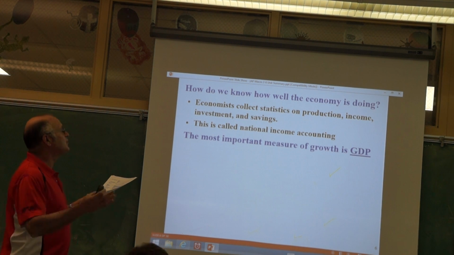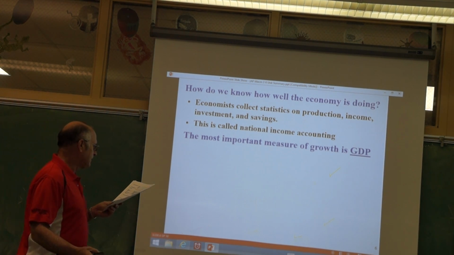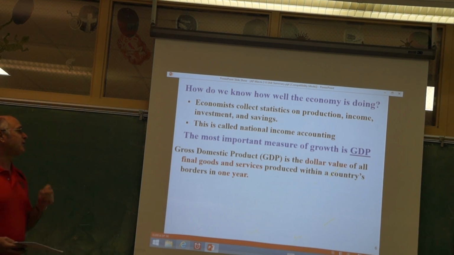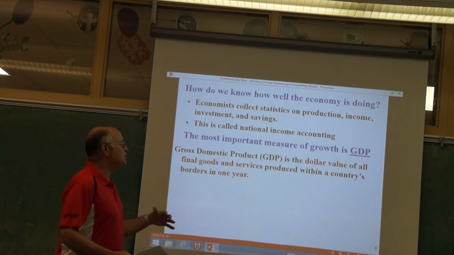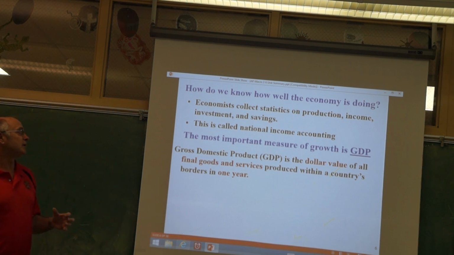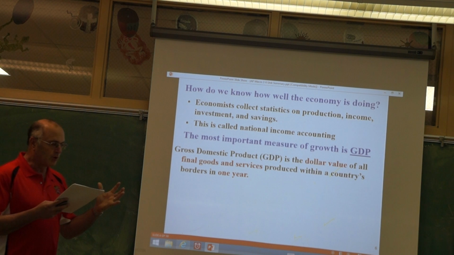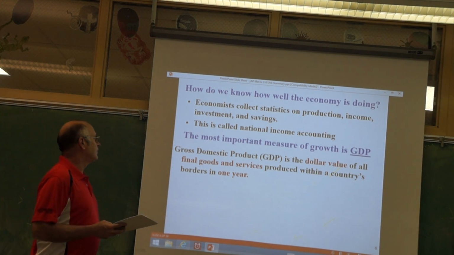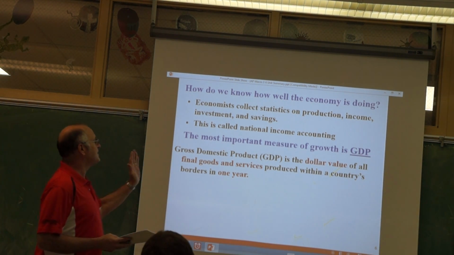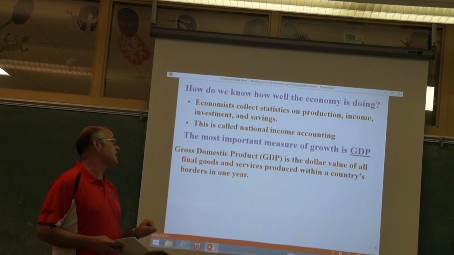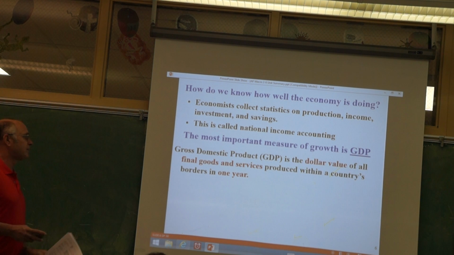The most important measure of growth is GDP. And GDP is the dollar value of all final goods and services produced within a country's border in 1 year. Up above on your handout, I gave you all the formulas, but we'll go over some of them again. So GDP is the dollar value of final goods and services produced inside the United States in 1 year.